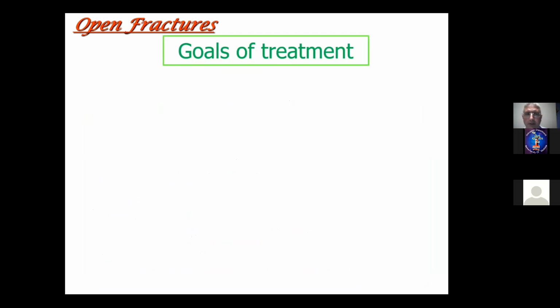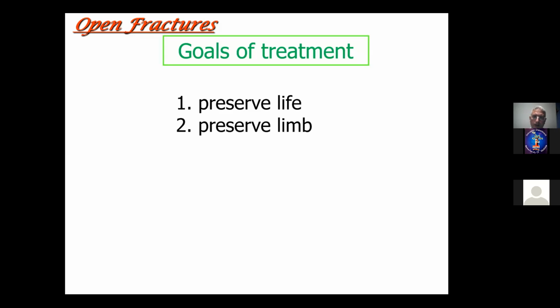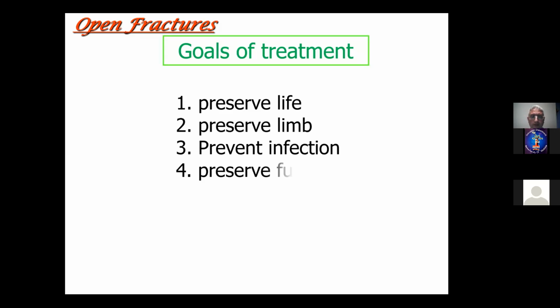What are the goals of treatment of open fractures? Of course, the first goal is to preserve the life of the patient. We are dealing with a polytrauma patient. The second is to preserve the limb. So preserve the life of the patient, and do not be distracted by the limb and neglect a serious life-threatening injury. The third is to prevent infection, and lastly, to restore function.